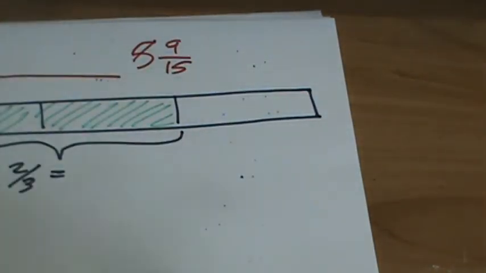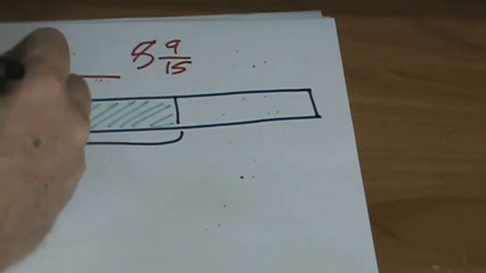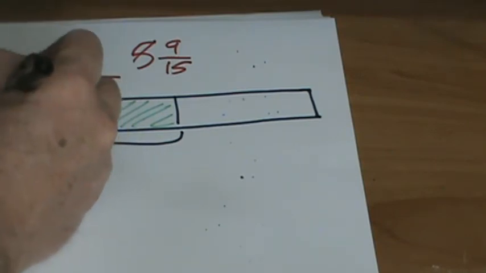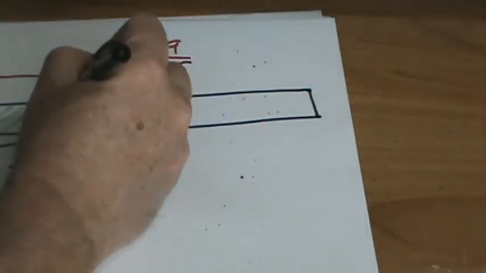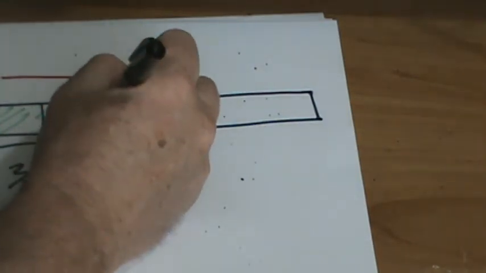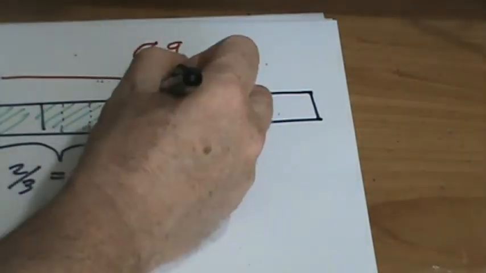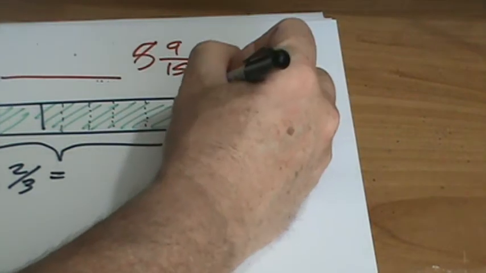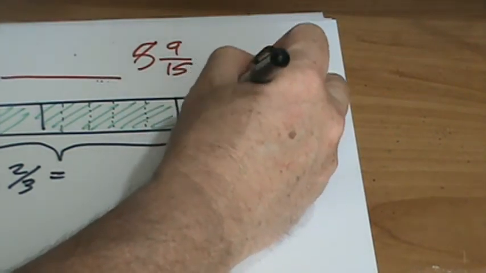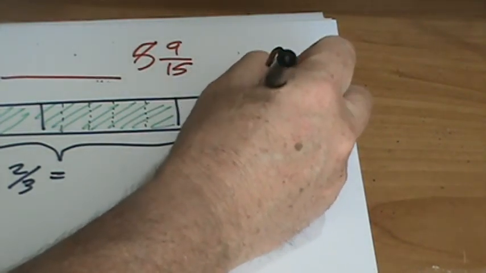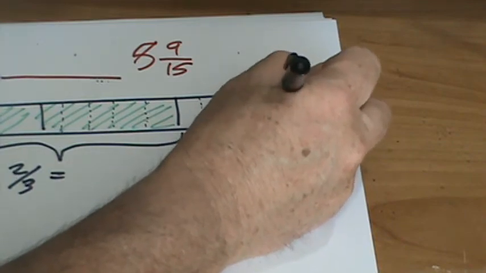There's 1, there's 2, there's 3, oops, I didn't do a very good job, and there's 4 and 5. Again, 1, 2, 3, 4 and 5. And again, 1, 2, 3, 4 and 5.